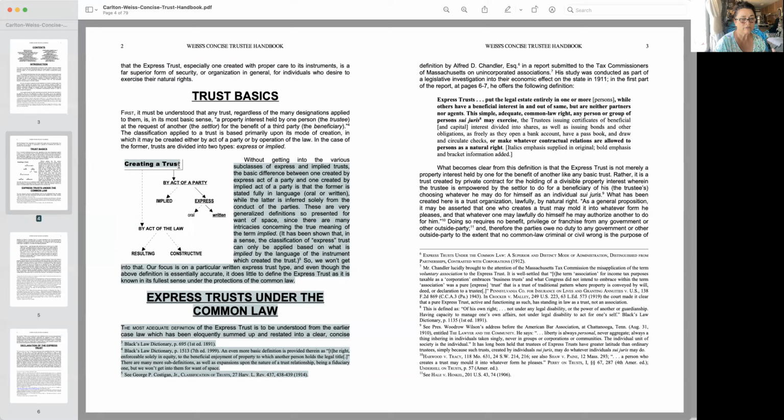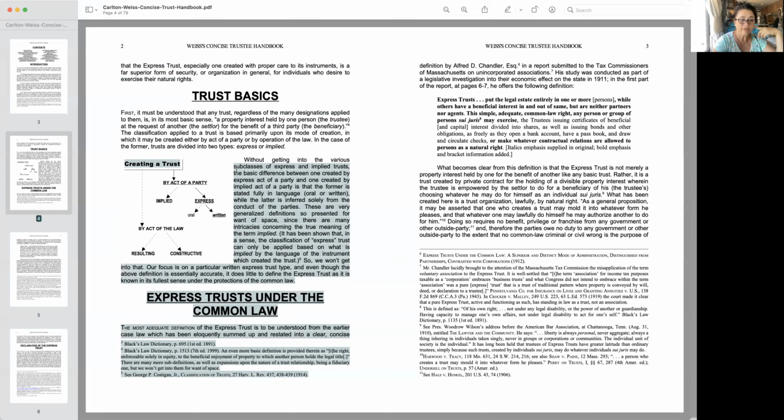Well, if we look at the chart over there, it says creating a trust, and the arrow goes down. It says by act of the law, and it goes resulting and constructive. Then over to the right, it says by act of a party, implied or expressed, oral or written. So when you express a trust, you say it out of your mouth. This is a trust that's being administered, or you write it down.